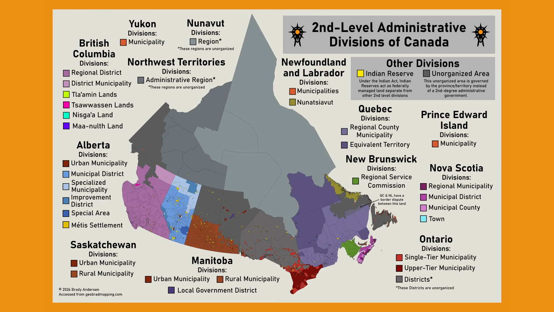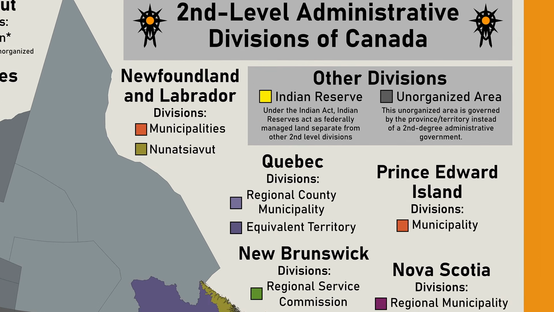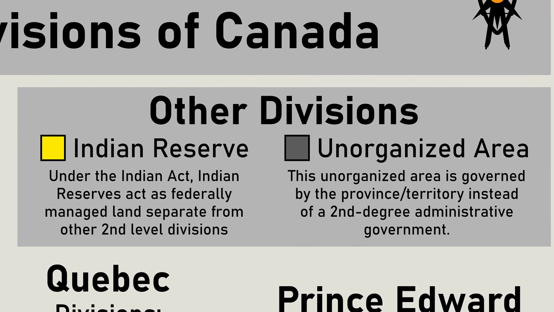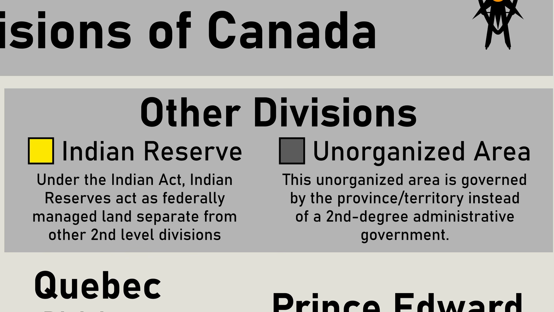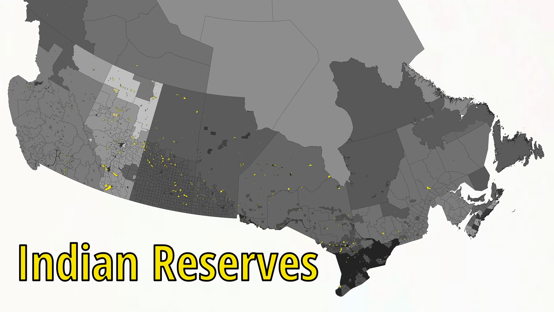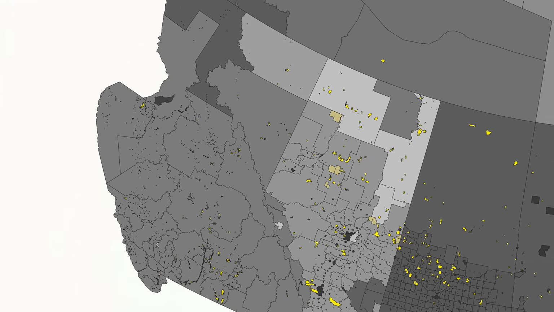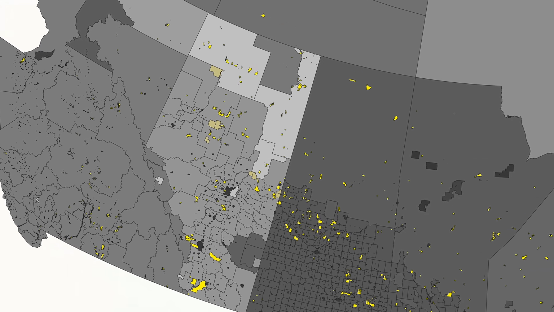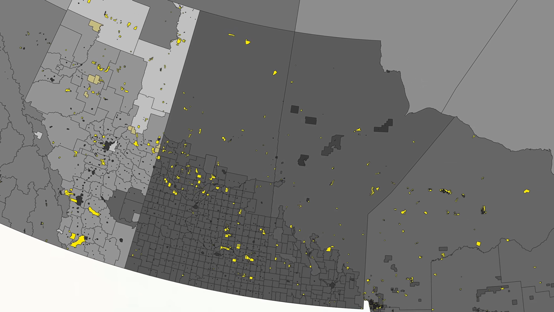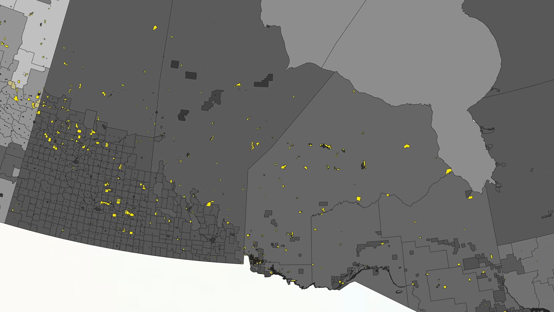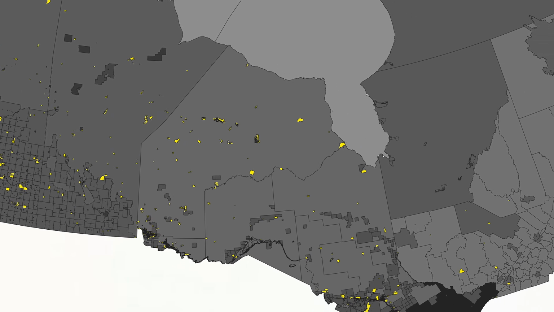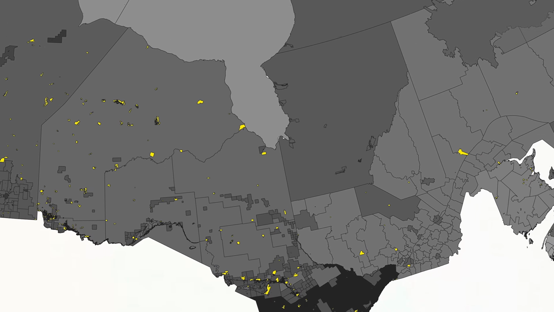But before we look into the provinces, there are two types of divisions that I want to explain. Throughout all of the provinces and Northwest Territories, you will find Indian reserves. Across Canada, there are 3,394 Indian reserves that act as land owned by the federal government, but for the use of Canadian First Nations.